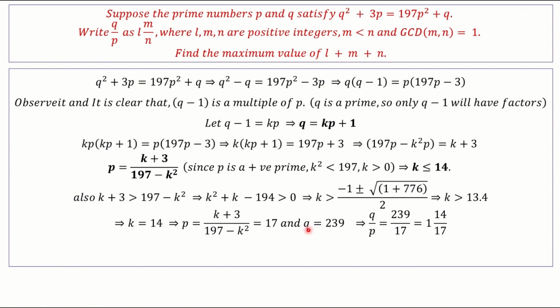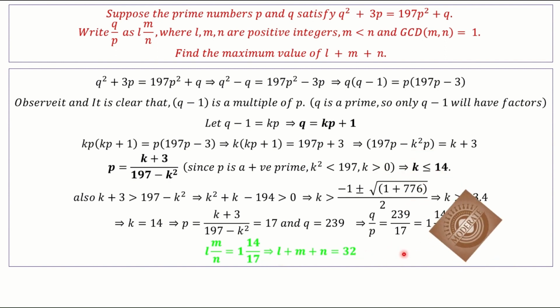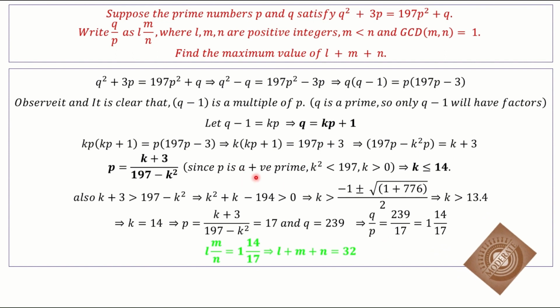K equal to 14, right? Then q is equal to 239. Okay. You can get from here. p by q equal to 239 by 17, which can be written as a mixed fraction as 14 and 1 by 17. l plus m by n equal to 14 and 1 by 17, which means l plus m plus n is 32. Okay. You have to make a moderate, little bit of assumptions here.